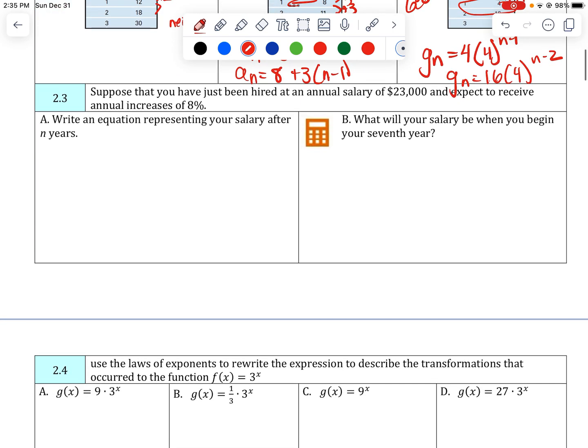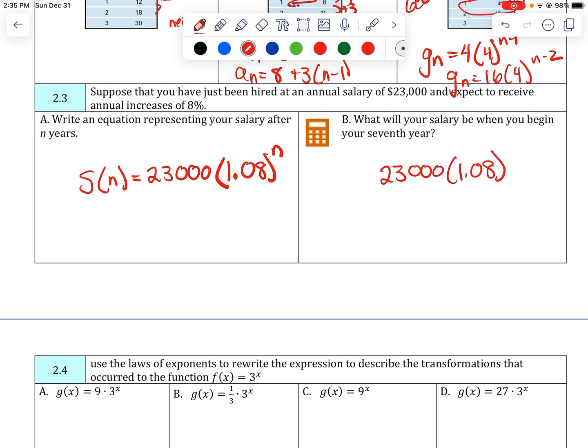2.3. Write an equation representing your salary after n years. So let's see. Our salary after n years: we start at 2,300 and an annual increase, so 1.08, just to the n power, because that is our starting salary. So we don't even have to do n minus 1. What will it be in the 7th year? I'm going to just leave this one. You guys could type this into your calculator and see what it is after the 7th year.